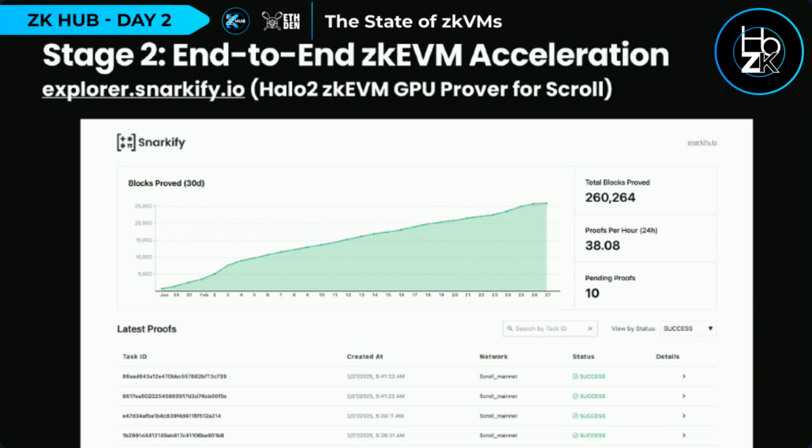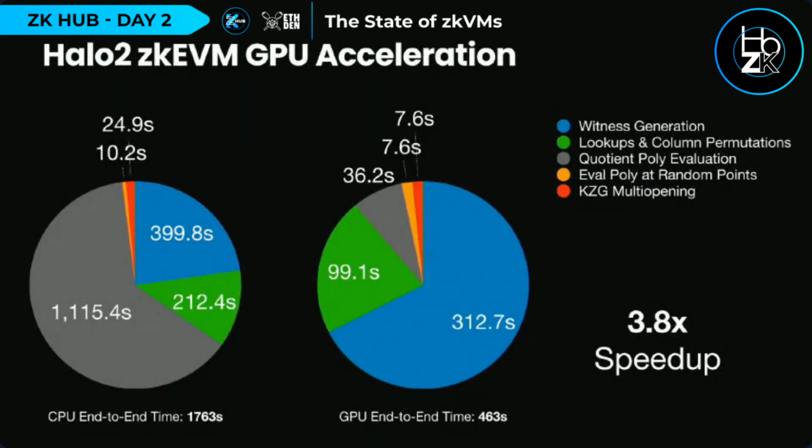In this figure, you can see the proofs generated in the past 30 days, as well as the successful proofs generated, as well as our throughput to generate these proofs. So let's dig deeper. Let's look at the performance numbers. On the left, you can see the end-to-end CPU time. The gray area is the quotient polynomial evaluation, just one compute procedure of the compute process. The blue and the green ones are witness generation and lookups and column permutations.